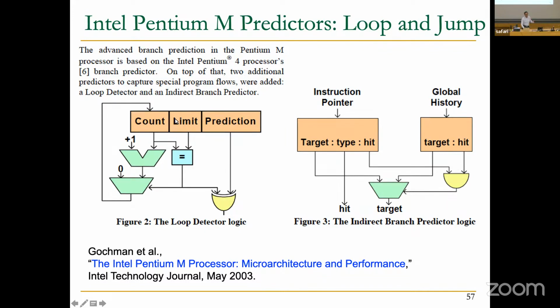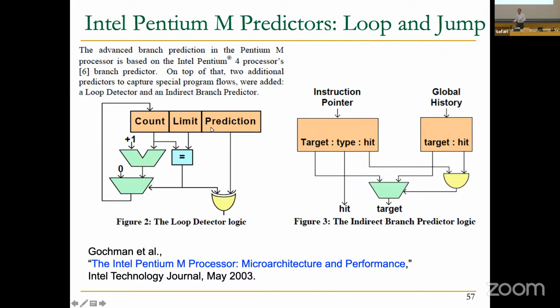Whenever you see a loop branch, you predict how many iterations this loop will execute. That's what the limit is. And then you start counting how many times you see the loop branch. You predict the branch to be taken as long as count is less than the limit. Once count becomes equal to the limit, you predict the branch is not taken.